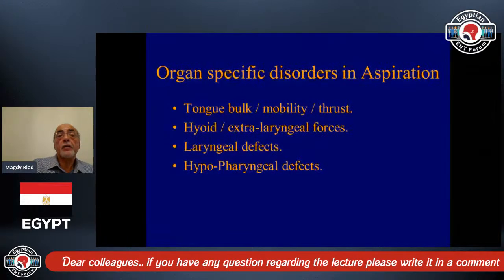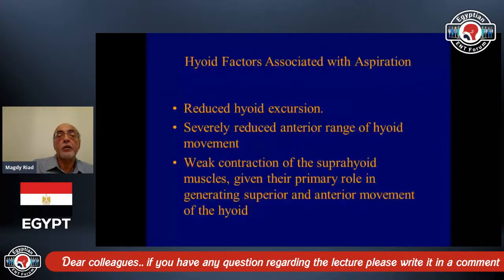The hyoid factors, the main thing is that the hyoid should move forward and upwards during the pharyngeal phase of deglutition. If it doesn't, then it's difficult for the upper esophageal sphincter, the cricopharyngeal sphincter, to open up, even if it is relaxed. The actual movement of the larynx away from the hypopharynx is what opens up this cricopharyngeal sphincter.